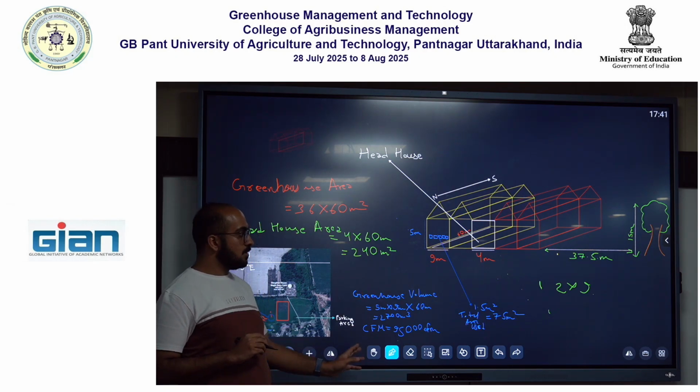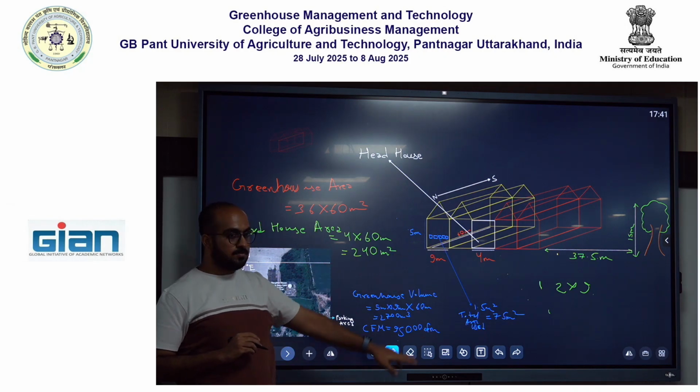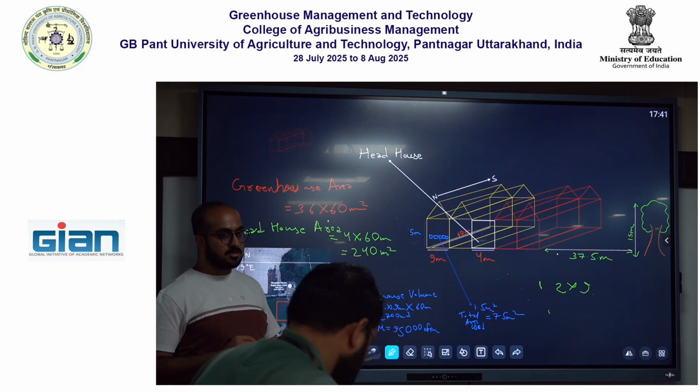So the area is wrong, let's suppose. How many greenhouses are there in the multi-span one? 4. So the total area would be 36 x 60.